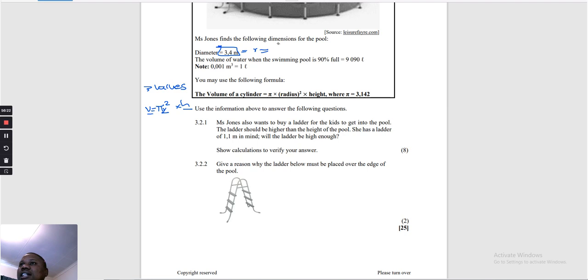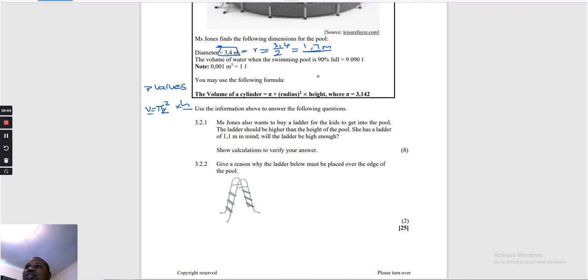Radius is equal to 3,4 divided by 2, which is equal to 1,7. That is our radius in meters. Then let's look at the height of the pool. It must be 100%.